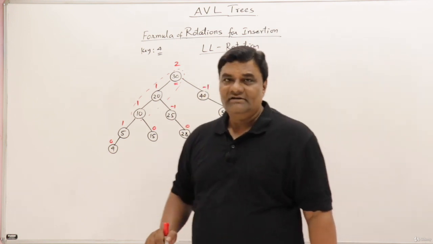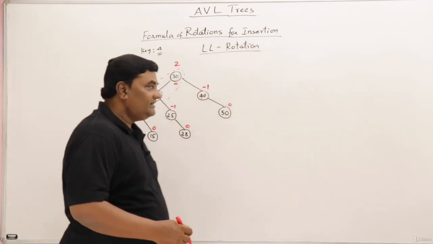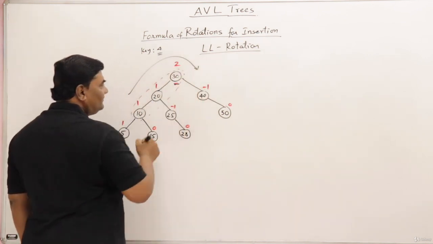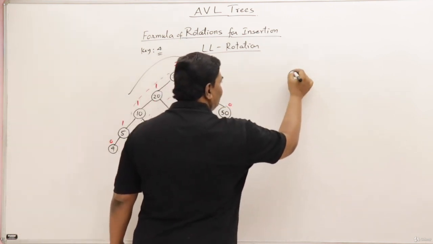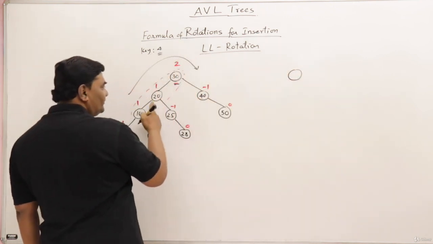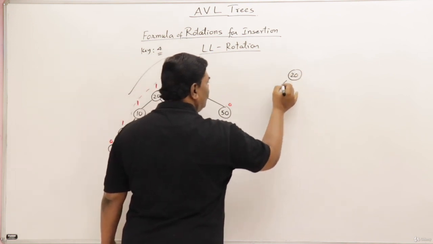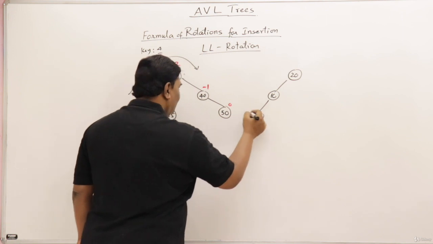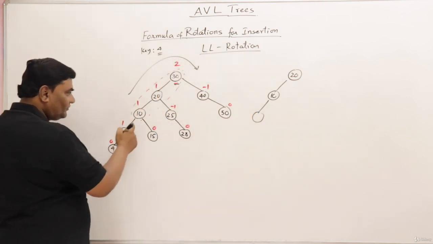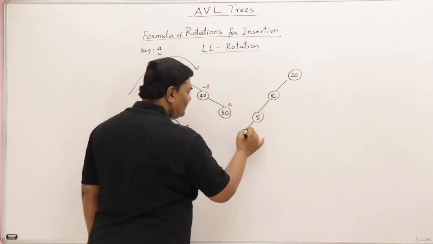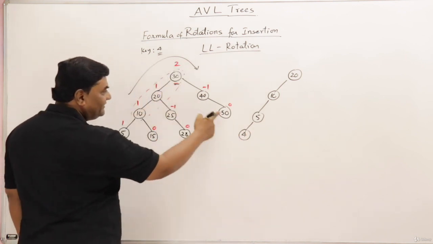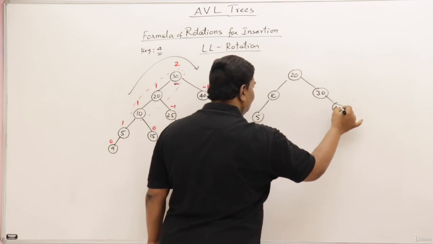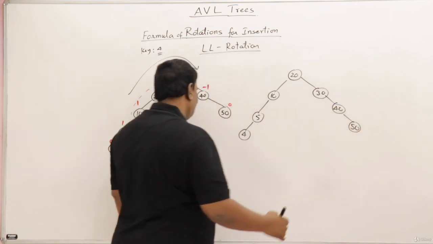LL rotation only. So I will draw a rotated tree here. The rotation will be performed around this node. So 20 will move up, and in the place of 20, 10 will come. At the place of 10, 5 and 4 all will move. And 30 will move this side. So 30 this side, 40 this side, 50 this side.